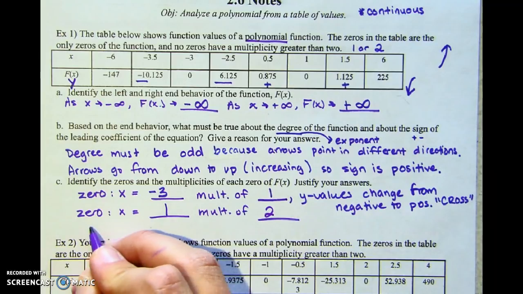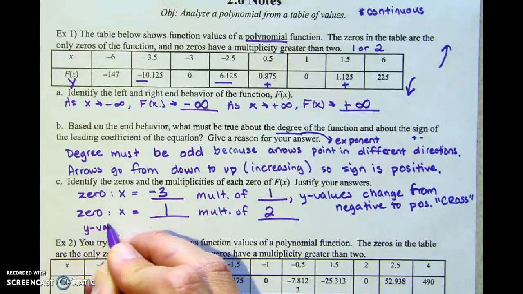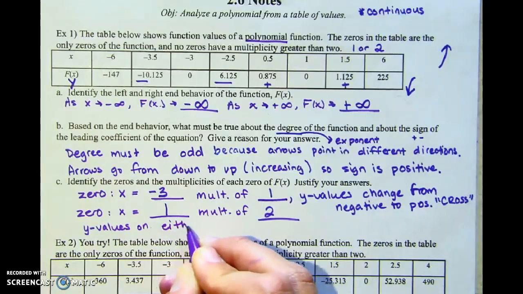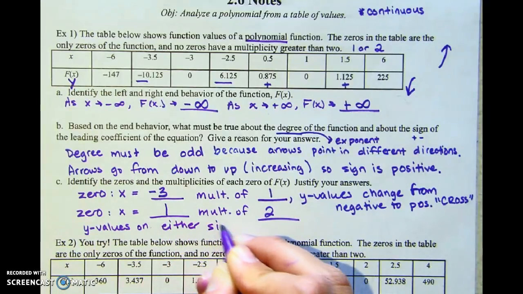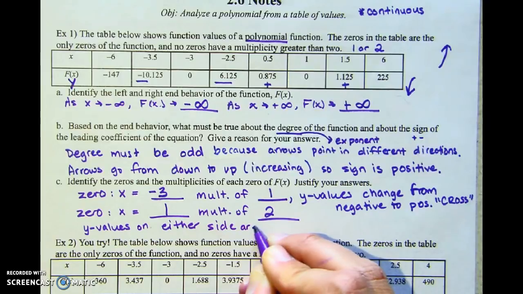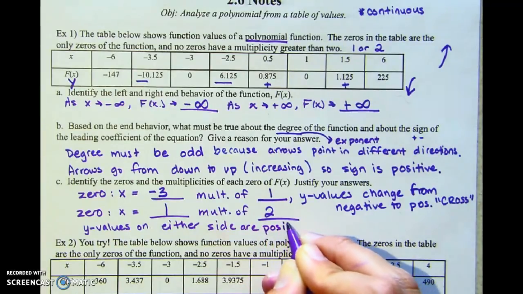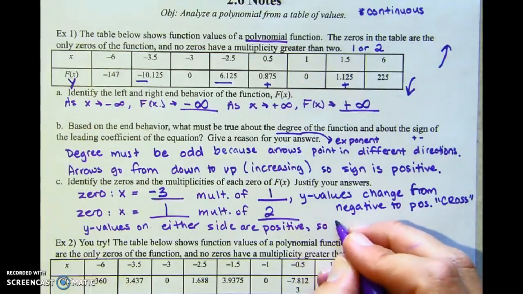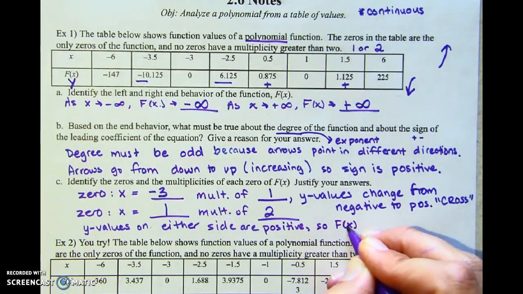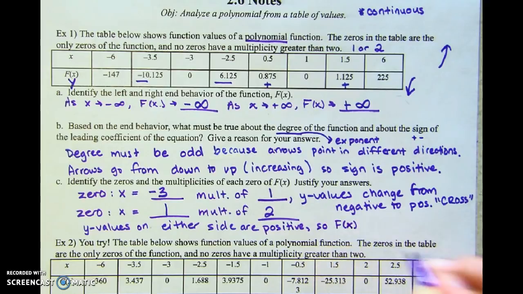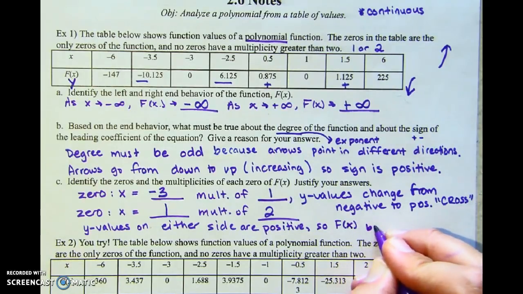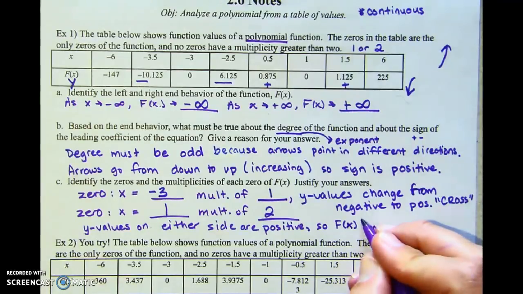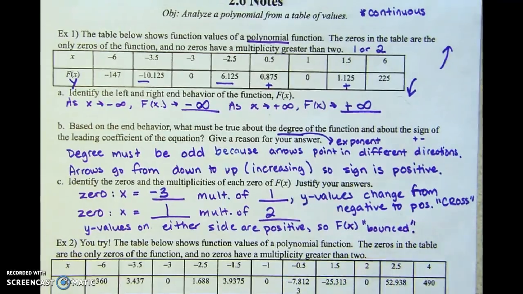And I'm going to write the reasons here. Y values on either side are positive. So the function, what is it called? F of x. You can't say it. You have to name it. Say my name. You have to say the name. So f of x bounced off of the 0.